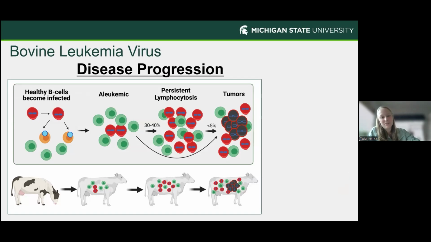So you see, we have a few of the cells that become infected. The animal becomes leukemic, with a low, small amount of virus. 30 to 40% of those animals then move into persistent lymphocytosis, so there are more cells that are infected. And then very few go to tumors, and at that point that animal is unwell or deceased.